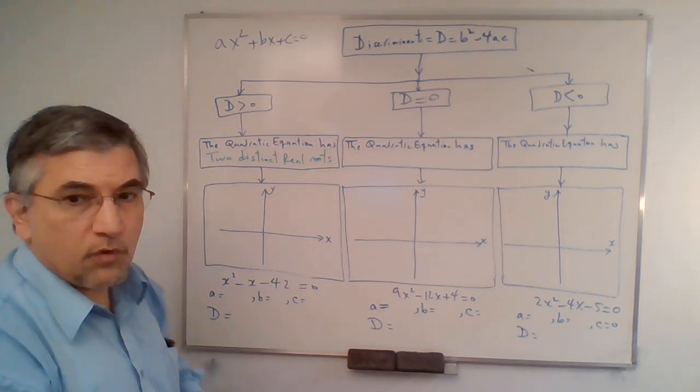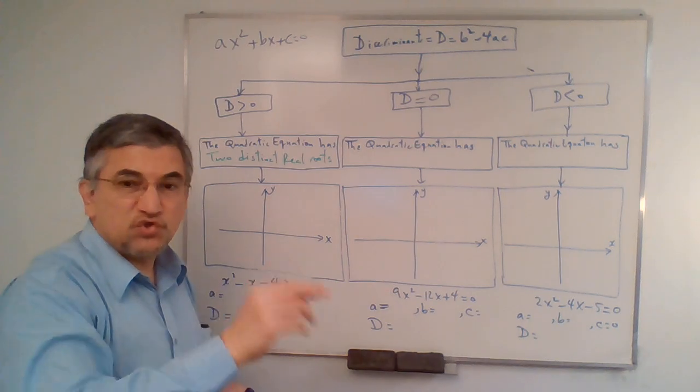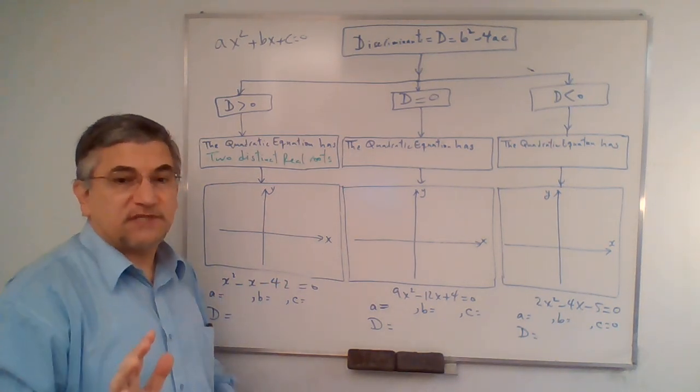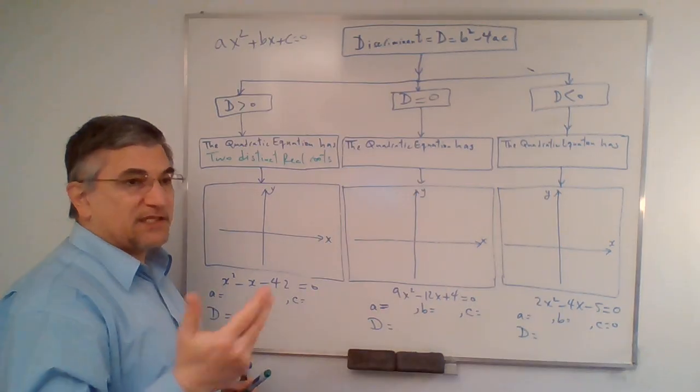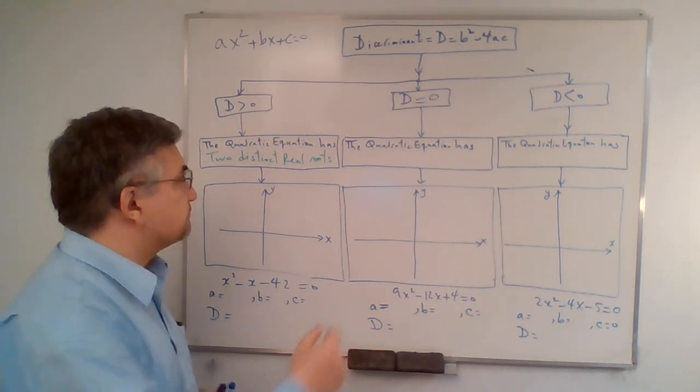So one answer could be like x equals 5, the other one could be x equals -4. Two distinct real roots. This is what's going to happen. You don't need to solve the quadratic equation if you don't want to, but at least you would have an idea about the nature of the roots of the quadratic equation.